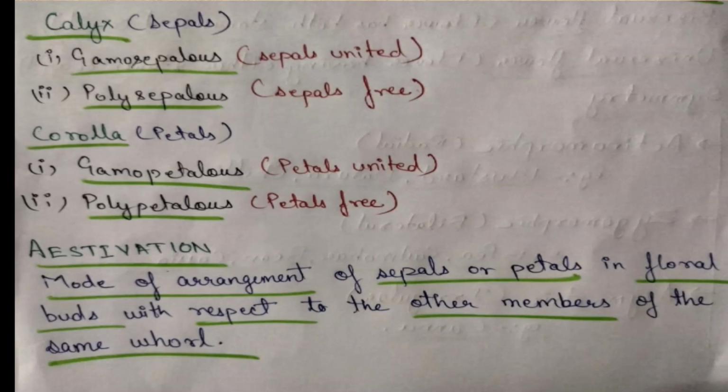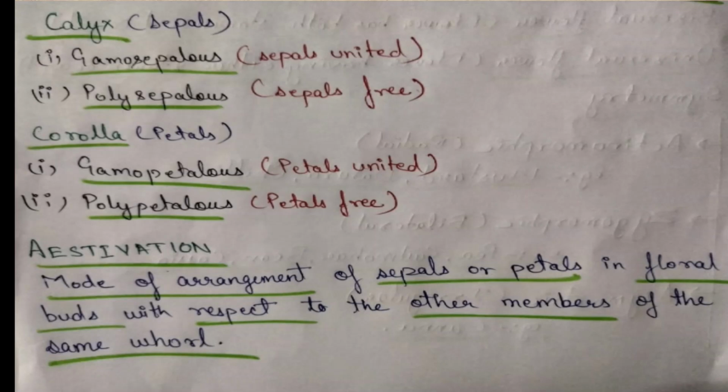Next we have some terminology. Calyx, commonly known as sepals. Gamosepalous means sepals united. Polysepalous means sepals free. Corolla, commonly known as petals. Gamopetalous means petals united. Polypetalous means petals free.